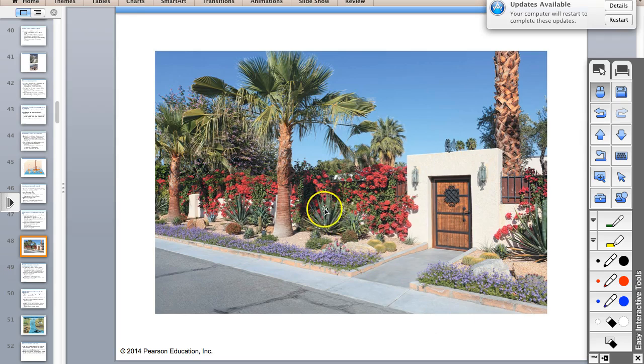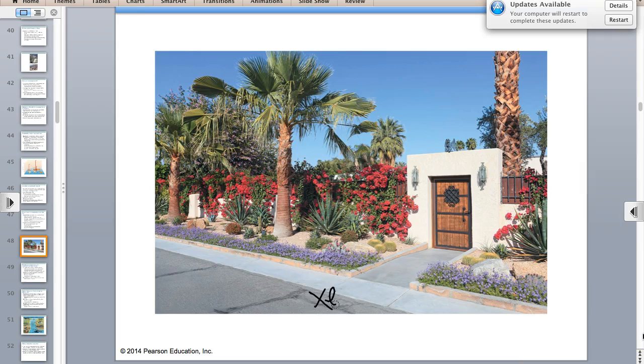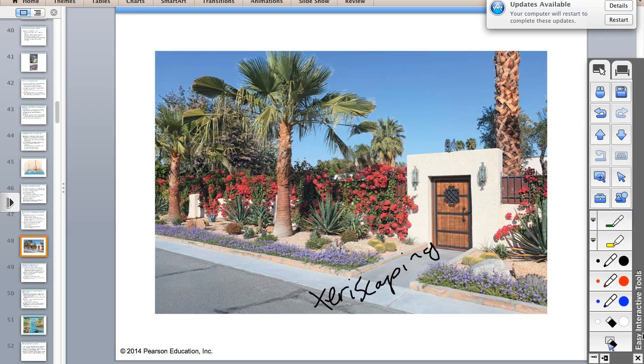These little guys can hold water in their leaves, and so this is called xeriscaping. Xeriscaping is just a type of landscaping where you plant outside your house or residence things that don't require a lot of water. That was a lot of talking to explain that word.